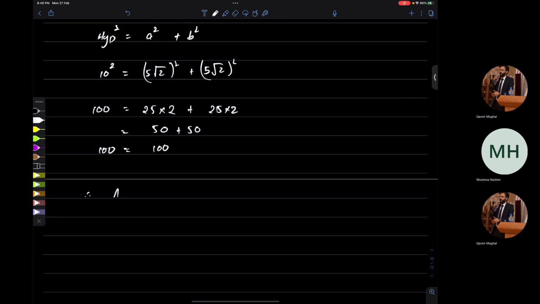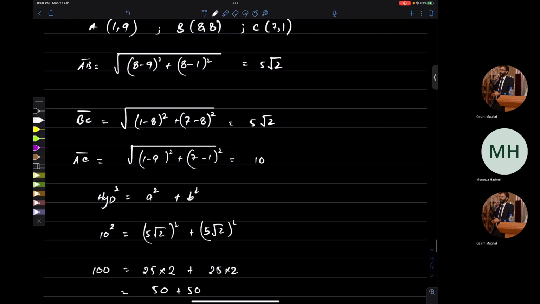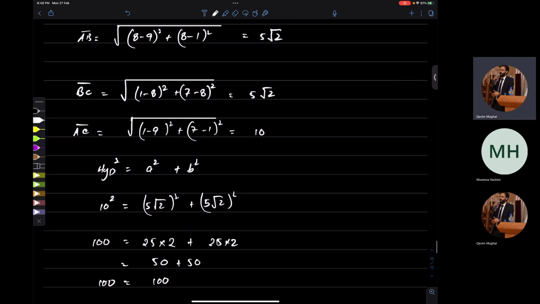Therefore, ABC is a right angled triangle. So once I know that it's a right angled triangle, which one of these is going to be the diameter of the circle?